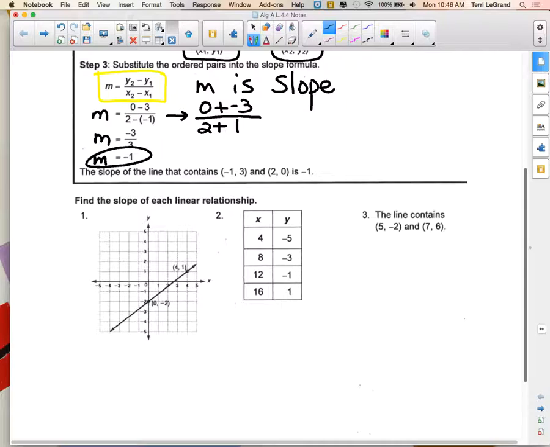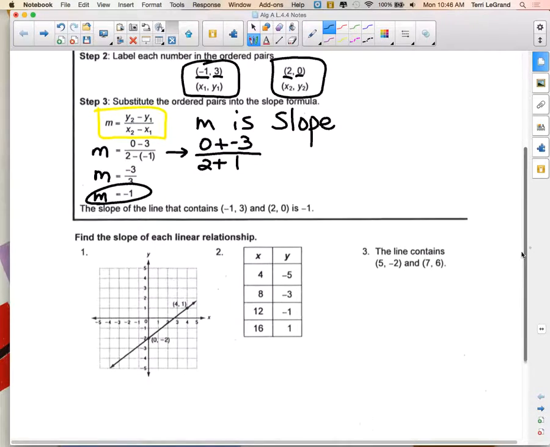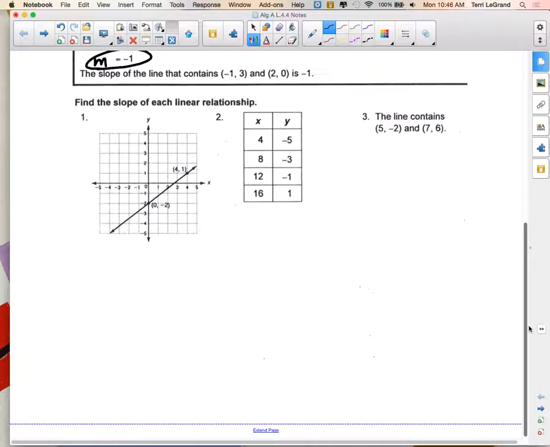Negative slope means what? It falls from left to right. We should have a line that would be falling on the graph from left to right. I always want you to make that connection, even though we don't have the graph of it. Okay? Okay, let's go do some practicing then.